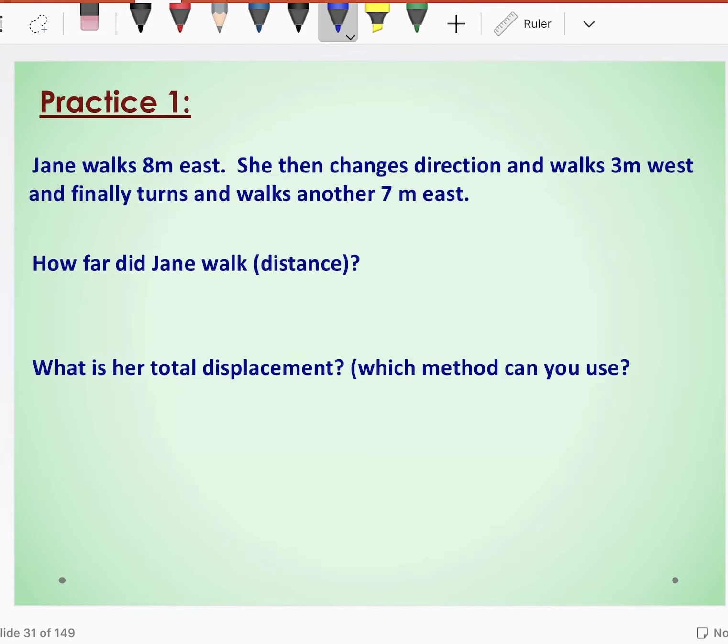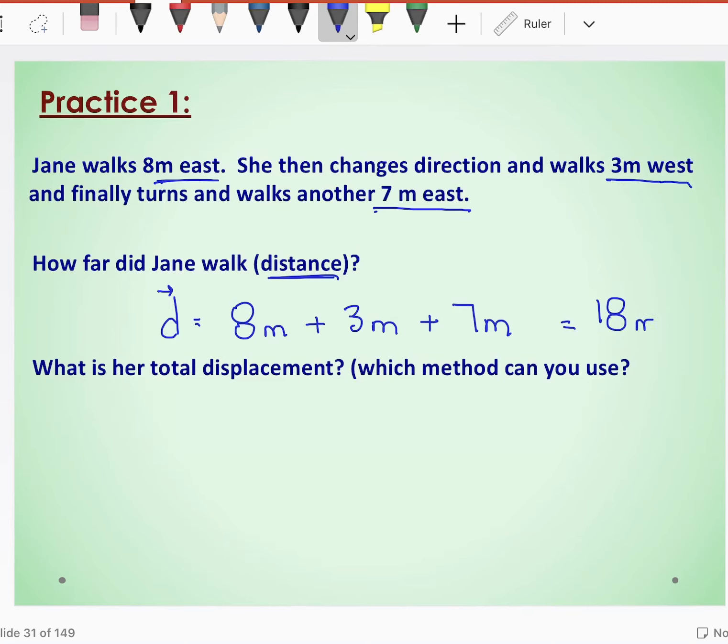All right, a bit more practice here. Jane walks 8 meters east. She then changes direction and walks 3 meters west, and finally turns and walks another 7 meters east. How far did Jane walk? First we're asked to solve for just how far she walked, which is the distance. So the east and the west don't matter. Distance is only a scalar, so I'm simply adding up each value. Therefore 8 plus 3 plus 7, distance is 18 meters. That's how far she walked.